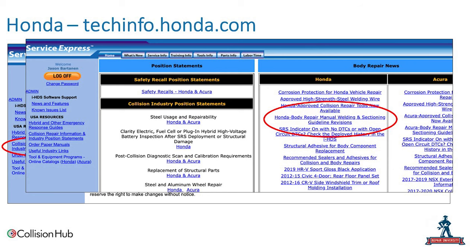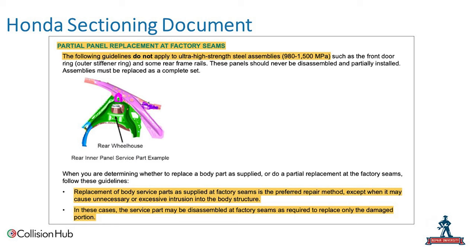But before we start talking about the sectioning, I want to point out one other thing in this document, that Honda does allow for partial part replacement at a factory seam without a published procedure. Yes. This stems from a Honda CR-V several years ago where the inner quarter panel was only serviced as a massive assembly that required the whole rear body panel to be removed, required the roof to come off, in order to replace that inner quarter panel.